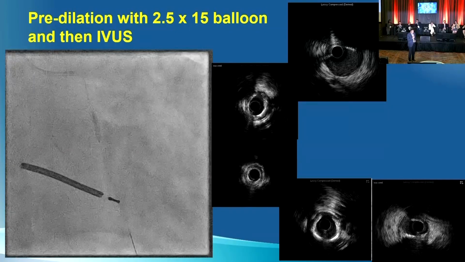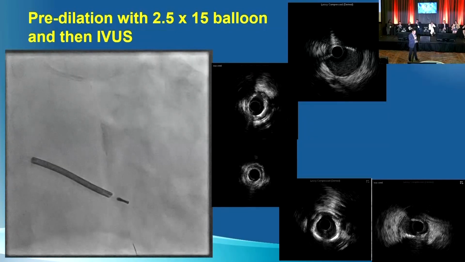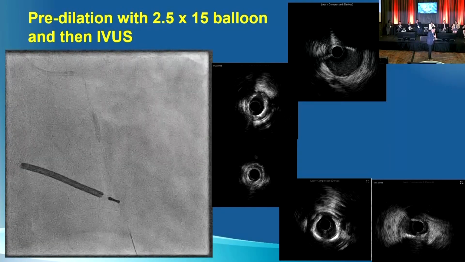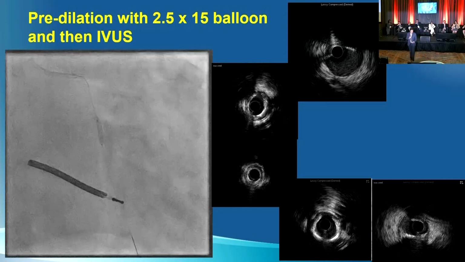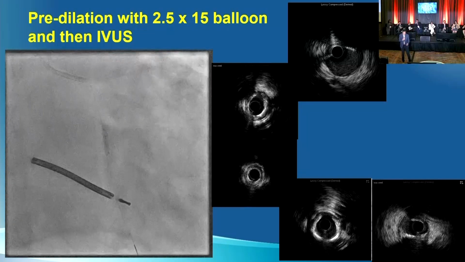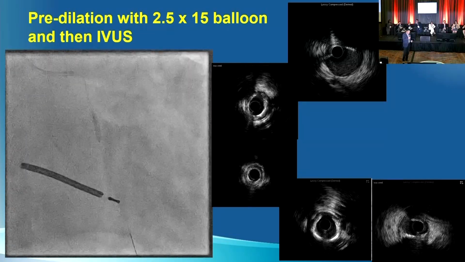Take a 2.5 by 15 balloon and I dilate it. And we all know that if there's a waist, then perhaps we should do some lesion modification that's more aggressive, let's say, than a balloon. But gosh, I don't know, that looks pretty well dilated. We always IVUS. You can see the IVUS images where there is calcification.